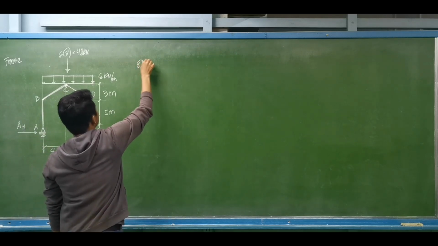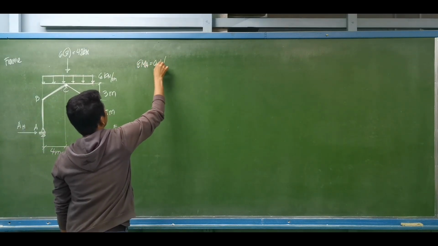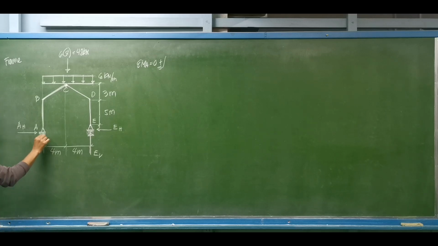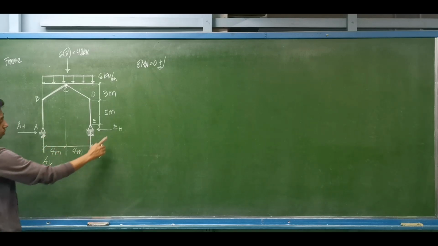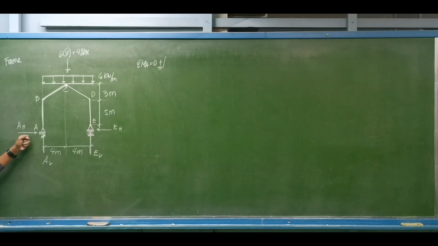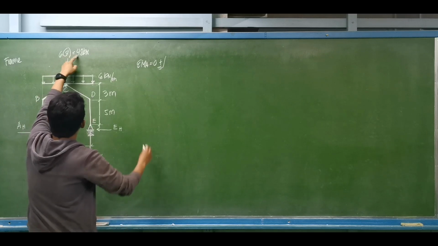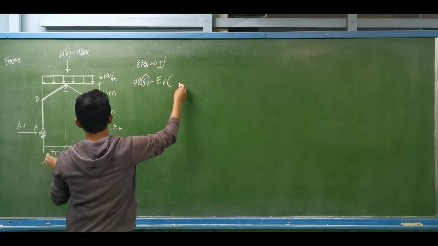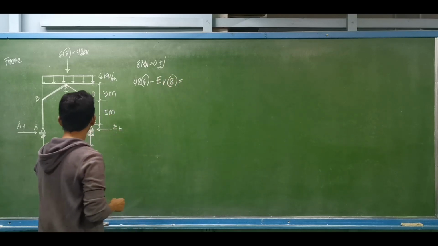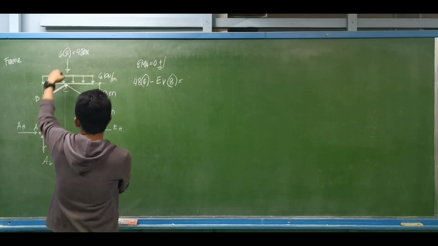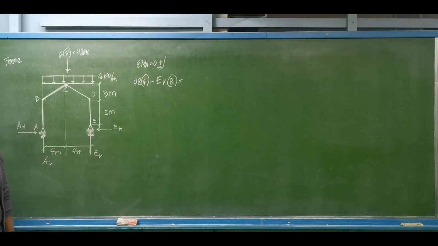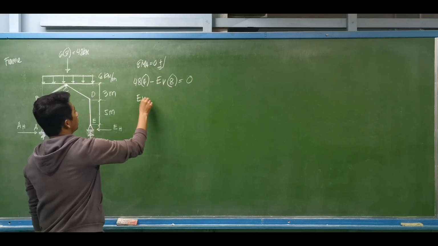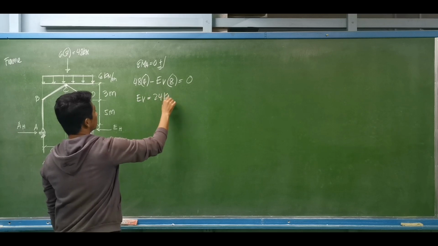I will do summation moment about A equal to 0, clockwise moments to be positive. First thing to do, compute for the support reactions: the vertical reaction at E, the vertical reaction at A, the horizontal reaction at E, and the horizontal reaction at A. Summation moment about A equal to 0: 48 times 4 minus E vertical times 8 equal to 0. So 48 divided by 8 is 6, times 4. E vertical is equal to 24 kilonewtons.